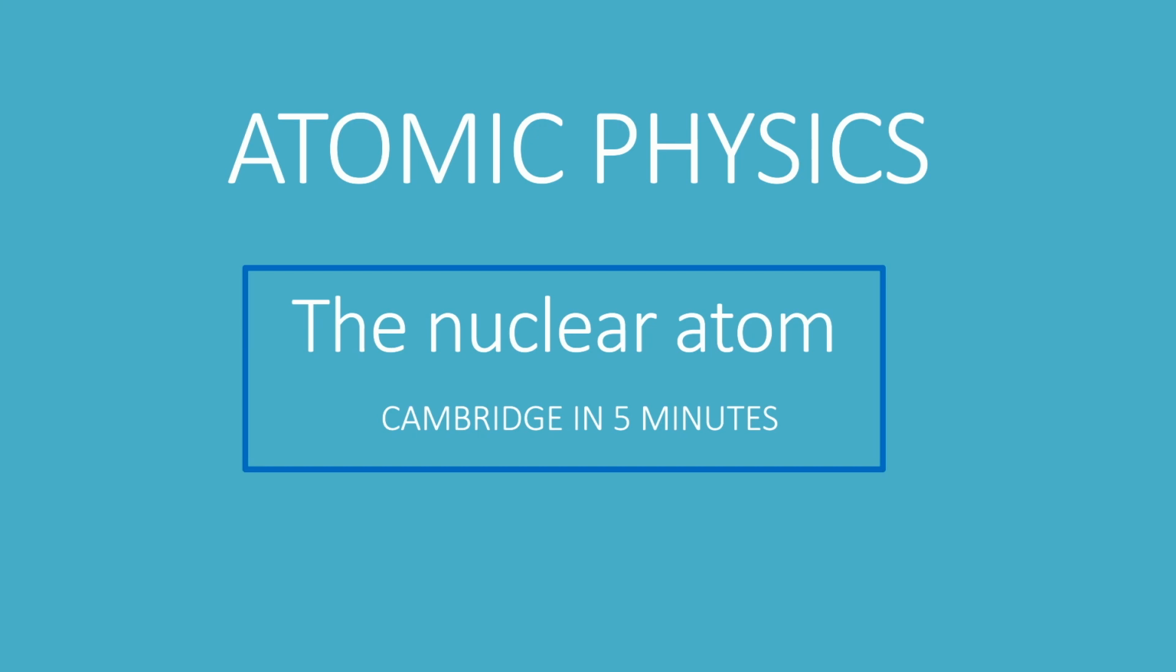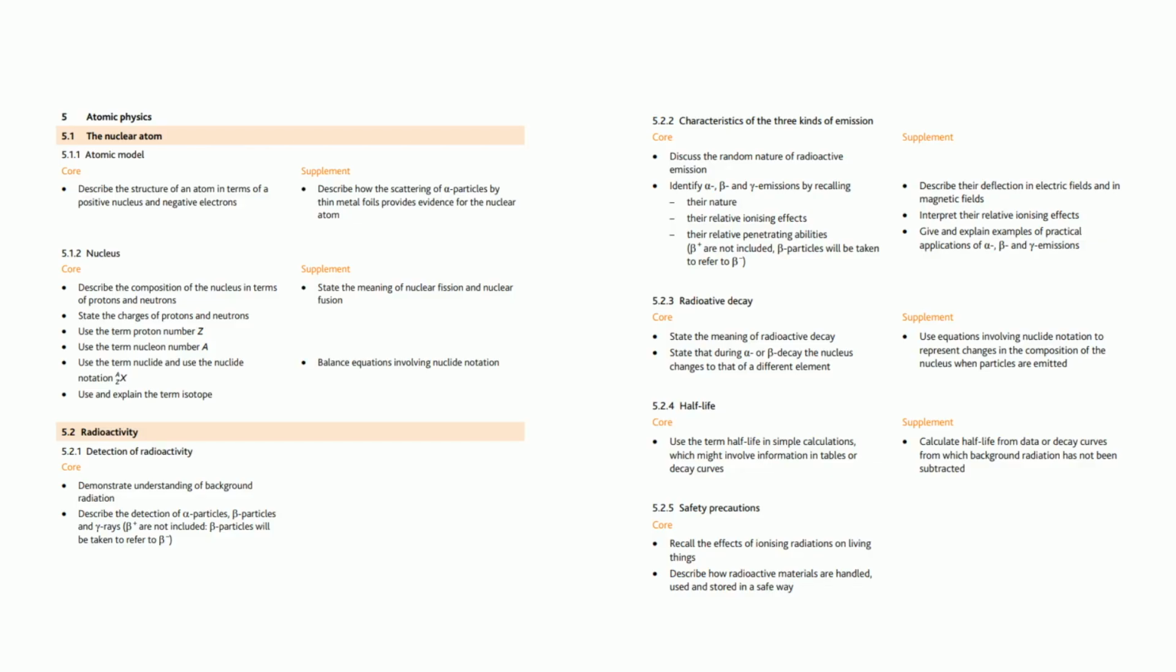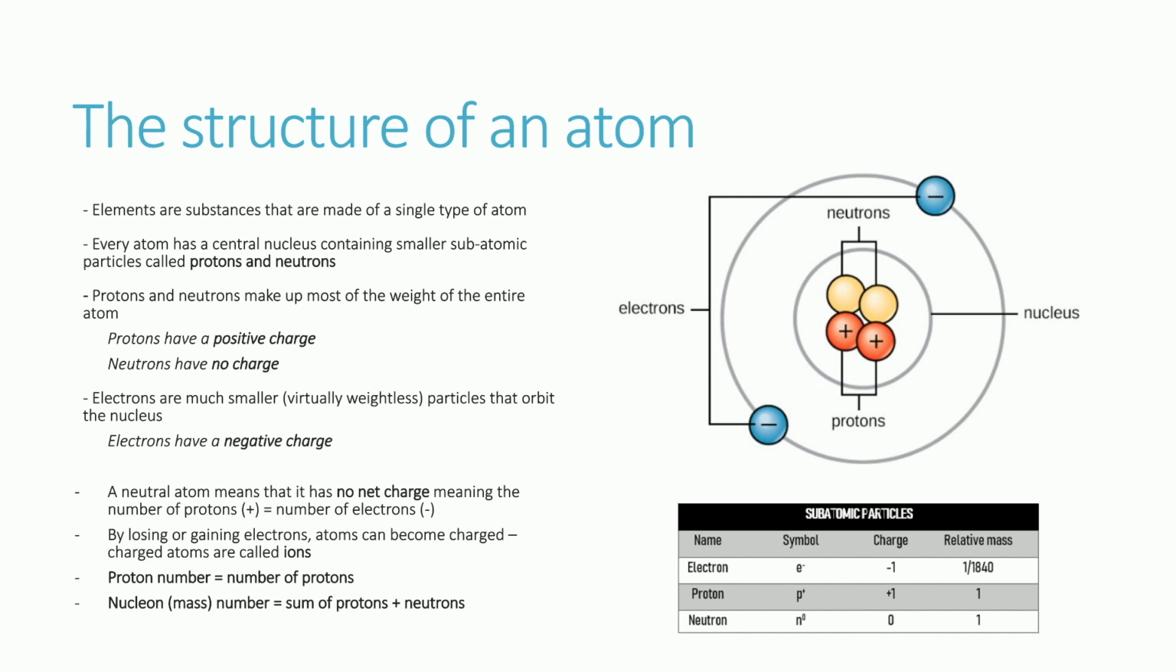We finally reached the very end of the IGCSE physics syllabus, and we're going to be going through atomic physics, which has two parts to it. You've got the nuclear atom 5.1 and radioactivity 5.2, and we'll try to cover most of these today. For those of you that are taking chemistry, this should be very familiar. You've got the structure of an atom.